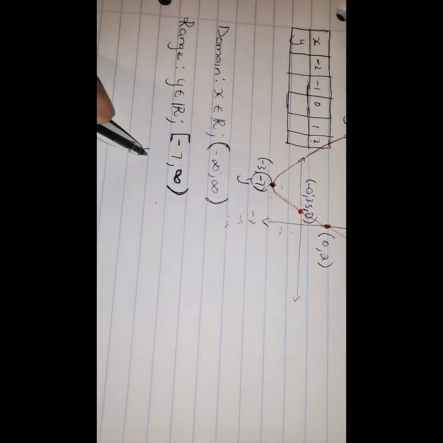Alternatively, you can use an interval whereby y is bigger than or equal to -7, smaller than positive infinity, meaning our range is between -7 and positive infinity. Another way you can use is y is bigger than or equal to -7. Do you understand, guys? Yeah, that's how we can write the range of this function.